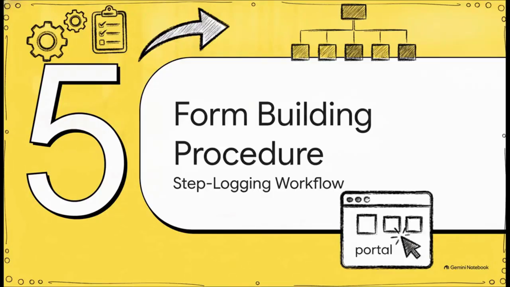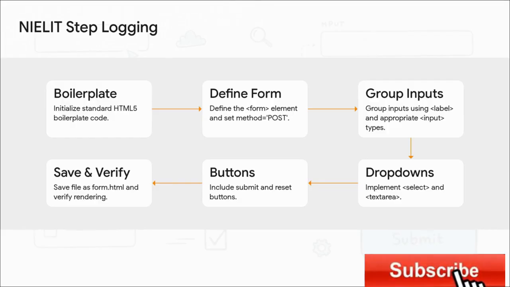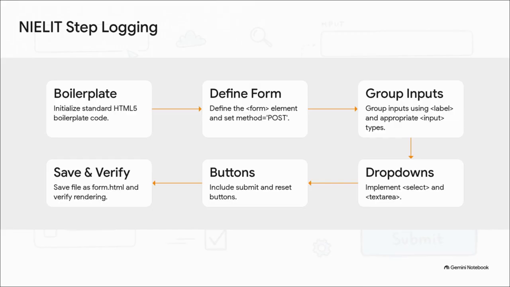Now for Section 5, Form Building Procedure. This is the exact step logging workflow NIELIT looks for. When you finally sit down for your practical, you'll want to follow these exact 6 steps chronologically. Step 1, initialize your standard HTML5 boilerplate. Step 2, define the form element and immediately set the method to post. Step 3, structure your inputs logically using descriptive label tags.